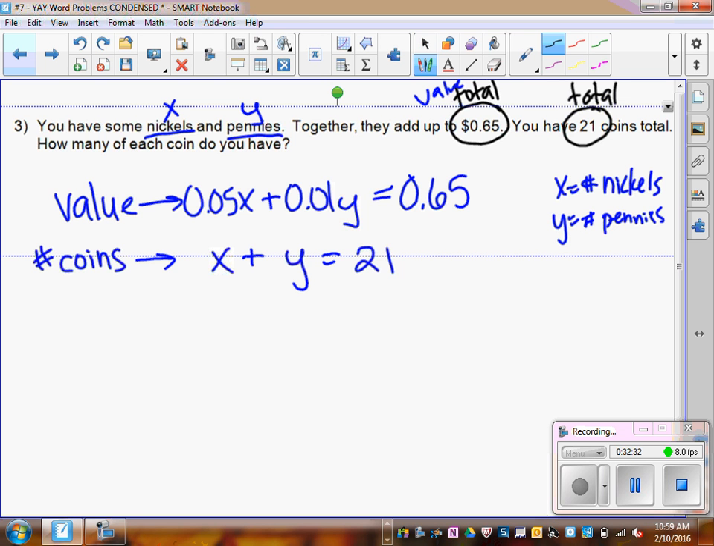So I'm going to cover up my y. What do I need to get rid of? X. And x is currently positive, so I need to subtract it. So I get y equals, and remember, look at the sign in front. My x is negative, so it stays negative. And 21 is positive, so that stays positive. So we should all be writing this down.